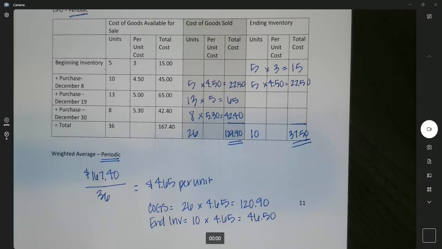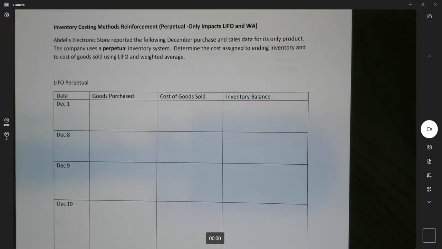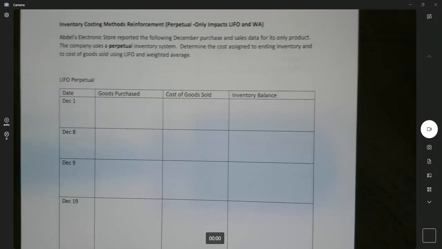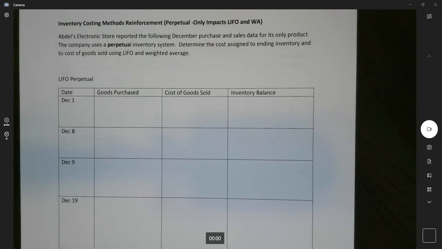Now, this does not look the same when we get to perpetual for LIFO or for weighted average. Those two are periodic that you're seeing right now. I'm going to turn the page. Now we need to look at LIFO and weighted average regarding perpetual. If they tell you perpetual for specific identification or for first in, first out, the numbers will be the same. Perpetual impacts LIFO and weighted average because in perpetual inventory systems, we're using the most recent purchase information. So the chronological order in which we go will matter, okay?